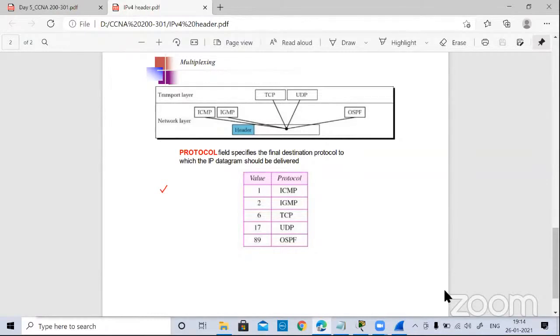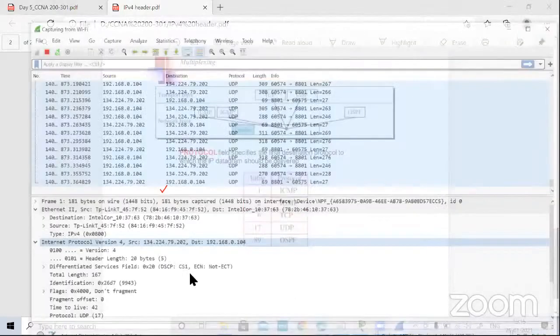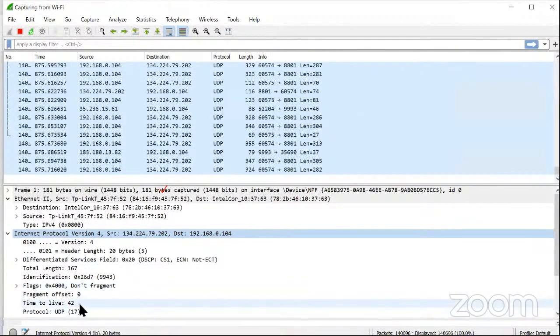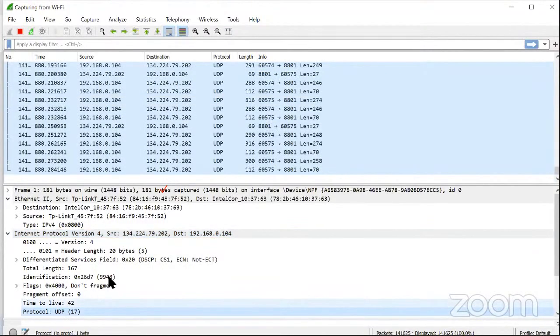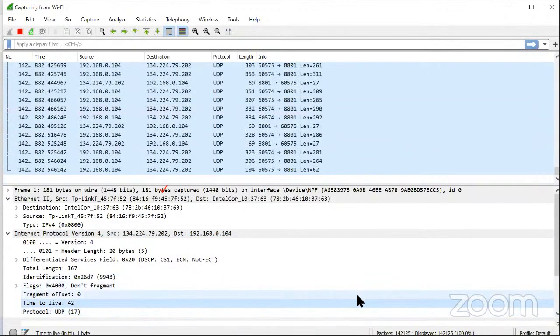These protocols are given a number: if I'm using TCP, the protocol field will be set to 6. If I'm using UDP, the protocol number will be set to 17. Similarly for ICMP and IGMP. So by looking at the protocol field, I can identify which protocol the IP packet is made up of. In this Wireshark capture, we could see that my time to live was 42, my protocol was UDP, and its number is given as 17.